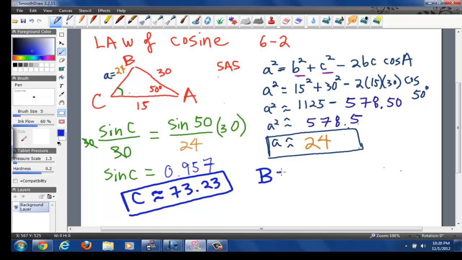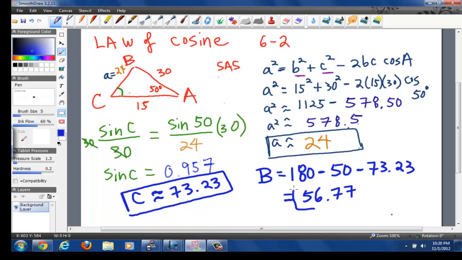Angle B is going to be 180 minus 50 minus 73.23. Let's punch it into our calculator: 180 minus 50 minus 73.23, and we get 56.77.